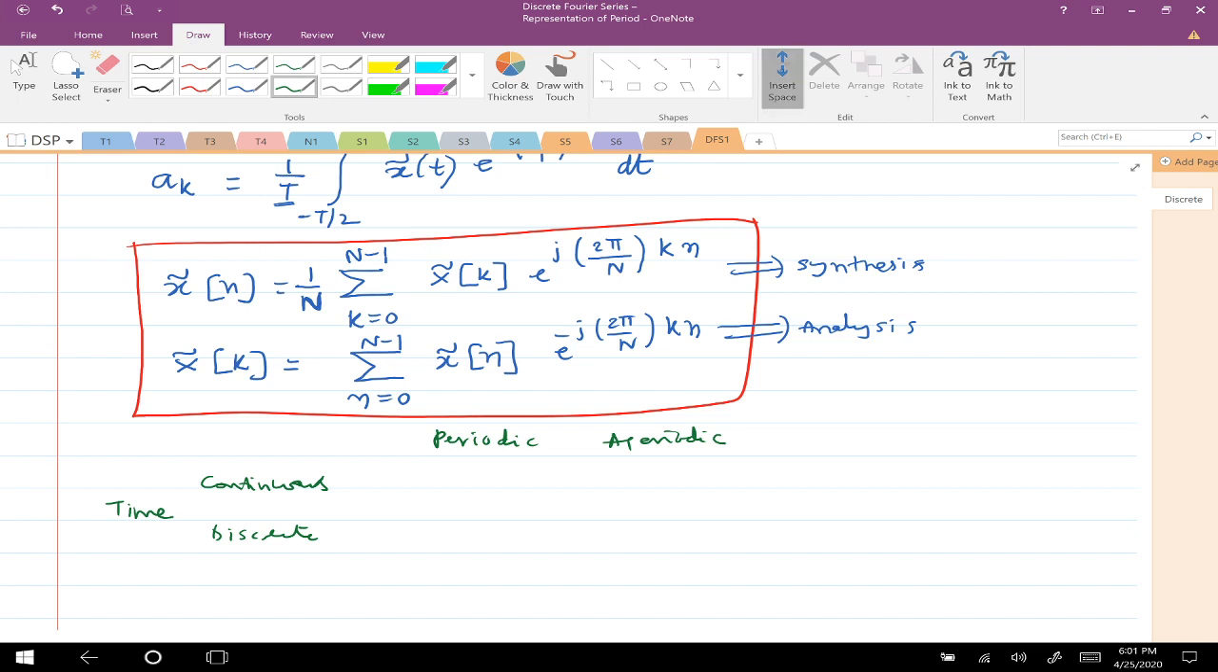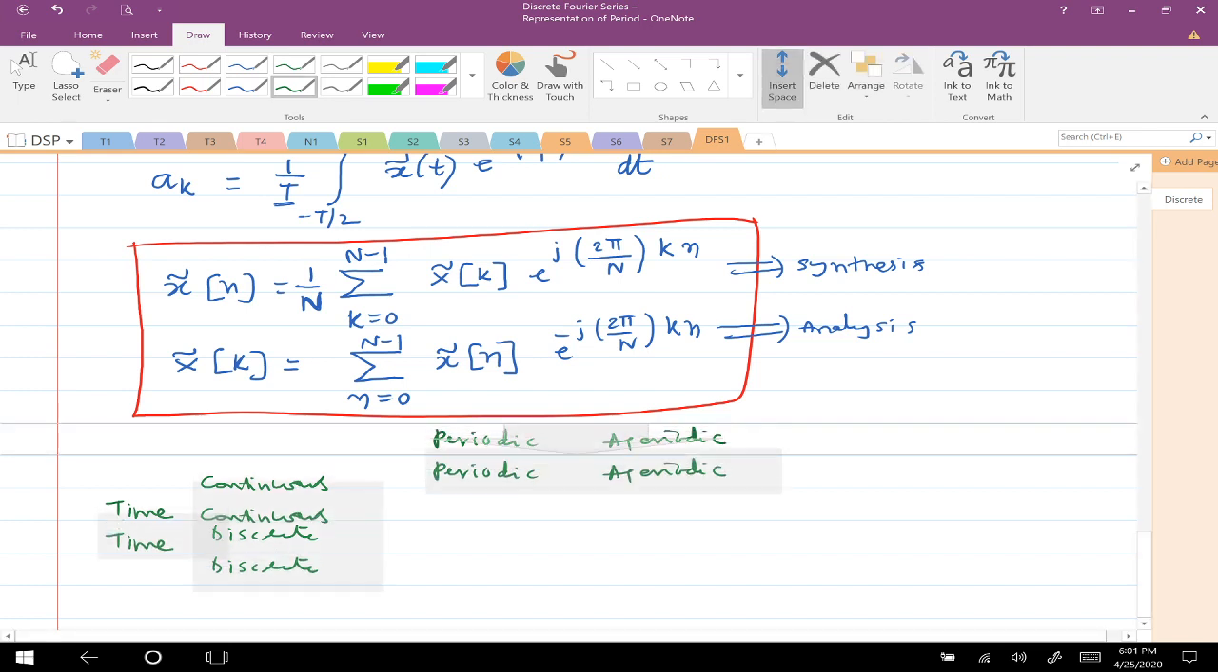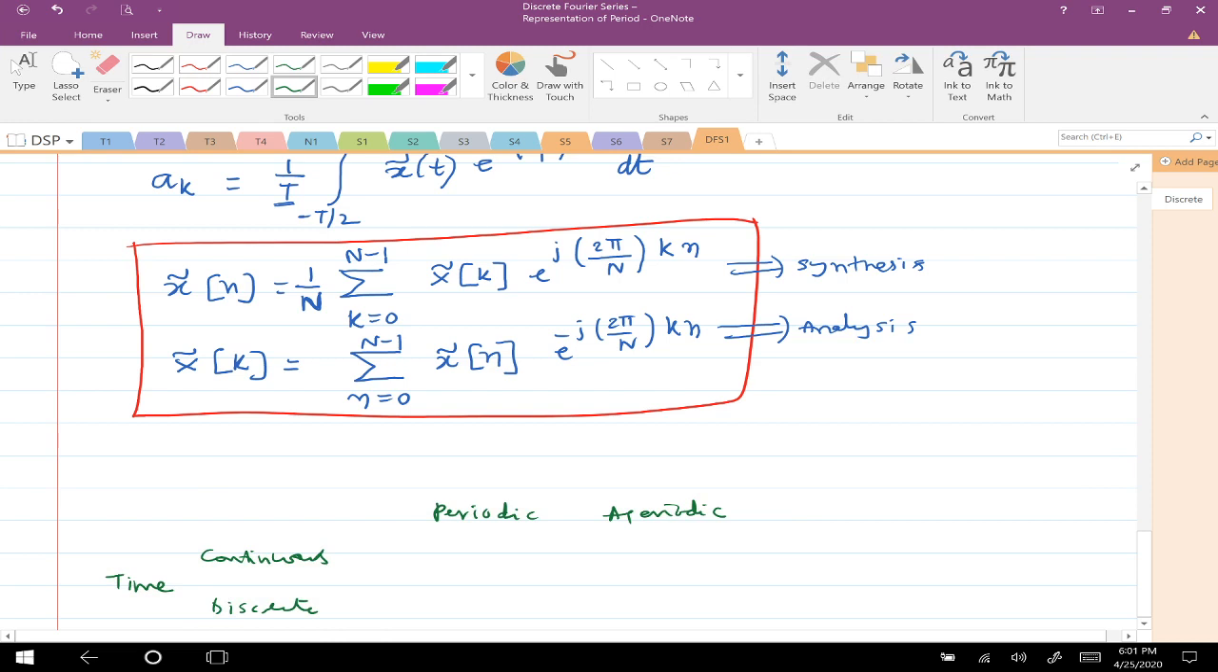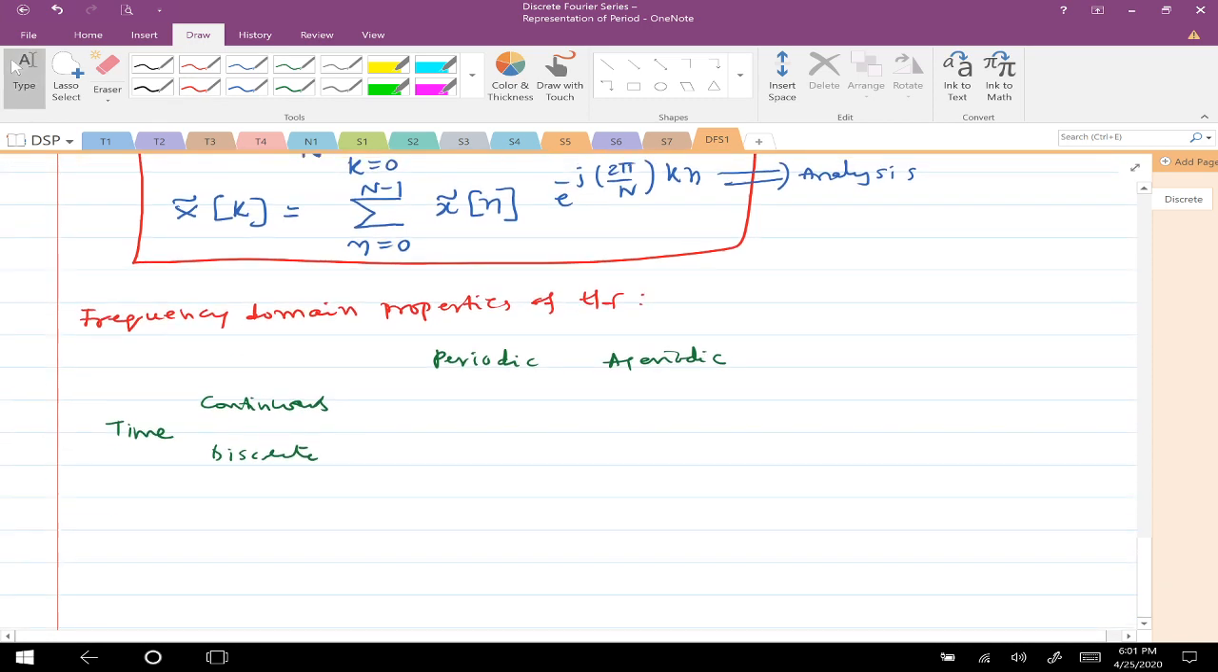So what we are going to analyze now are the frequency domain properties of the transforms that we have discussed so far. That's what we are going to do now. Let's take a quick look into that.